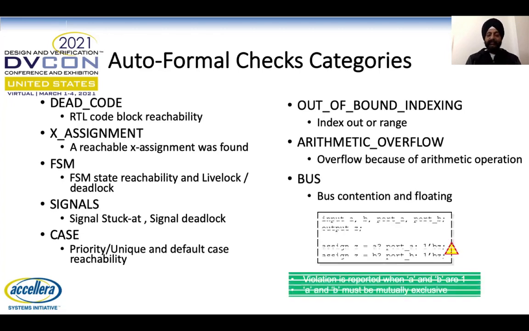And just a quick example of bus contention is that you have a signal which is multiply assigned, and when A and B are both 1, you will have bus contention here. So you need to ensure that A and B are mutually exclusive, right? So these are all the categories of auto-formal checks.